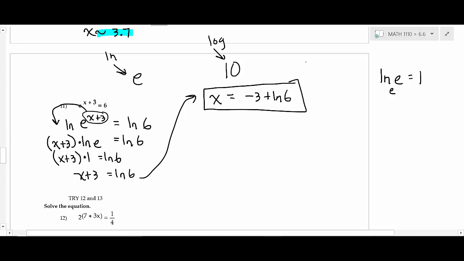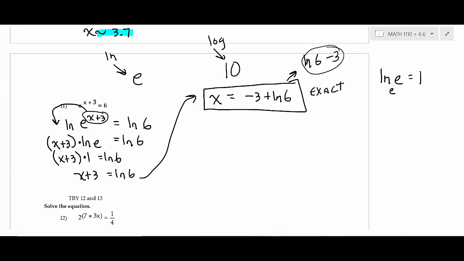Okay, now you can also write this as ln 6 minus 3. I don't usually like students to do it that way, because then a lot of times I see students give me the answer ln of 3, which is wrong. So it's better to do negative 3 plus ln 6. You see what I mean by that? Sometimes if you write it this way, you're thinking that the 6 and the 3 go together, and they don't. Okay, so this would be the exact answer of the problem.